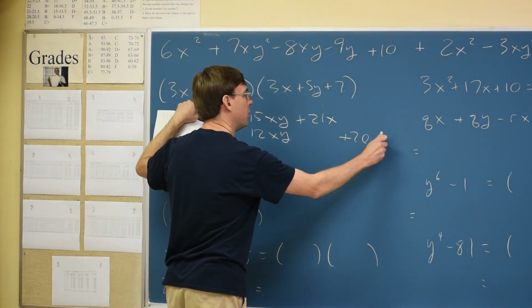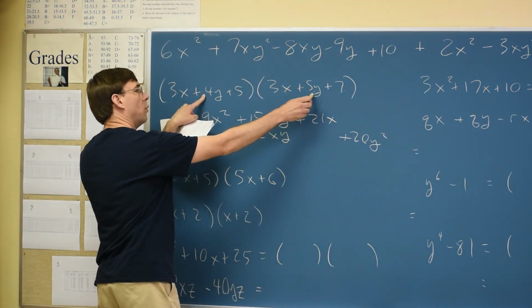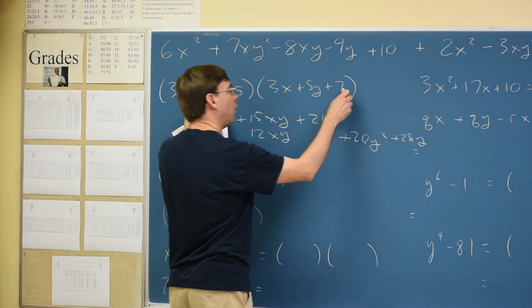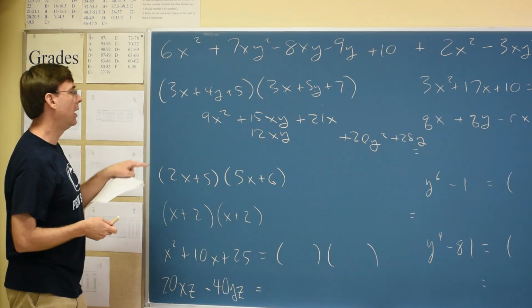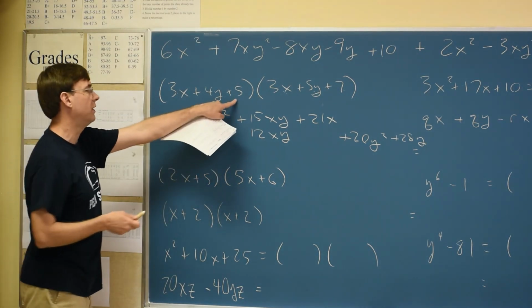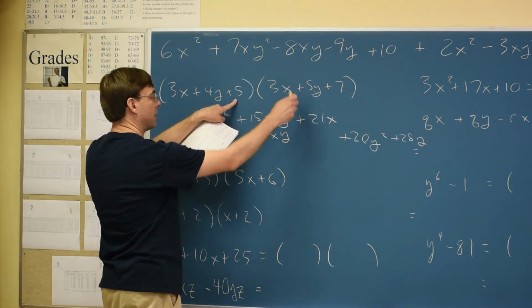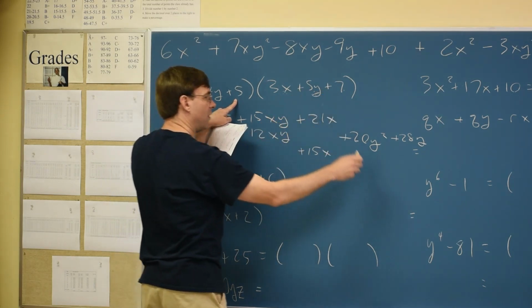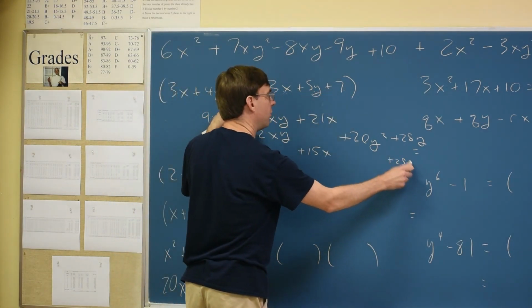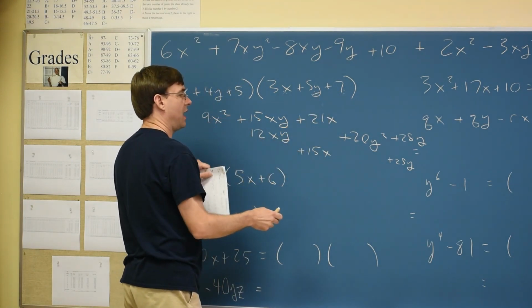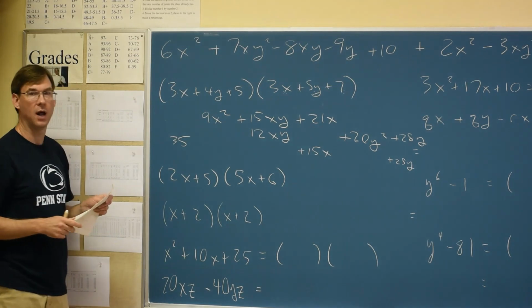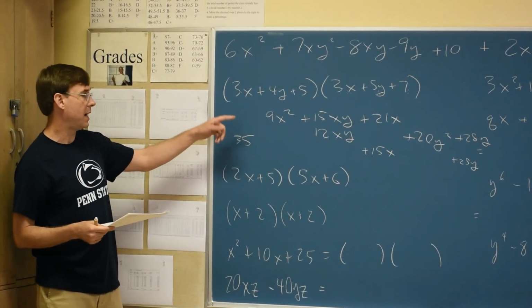There will be a 20y squared from 4y multiplying this. There would be a 28y from the 7 and the 4y. And then use the 5. 5 times the 3x is a 15x. 5 times 5y is a 25y. 5 times 7, there'd be a 35. I'll just throw that over there because I'm running out of room. And then we would just combine like terms.